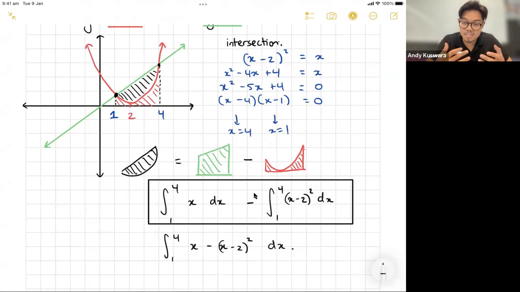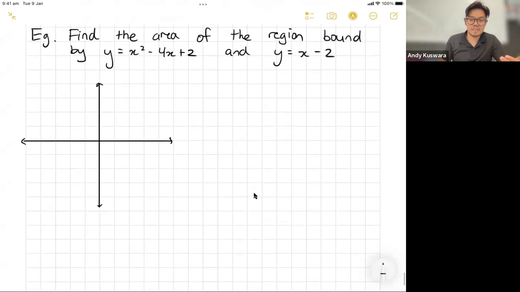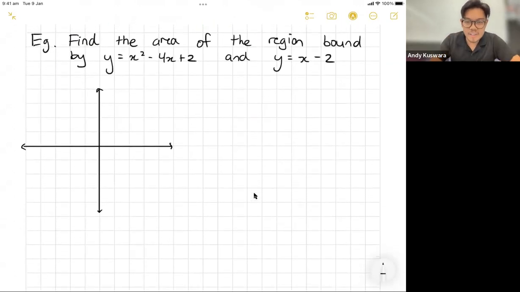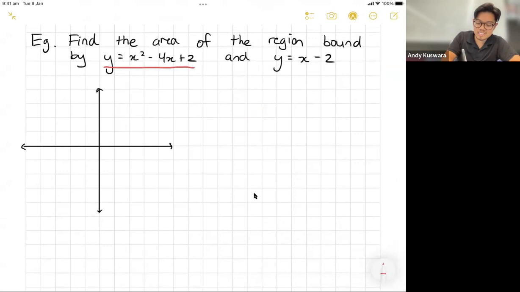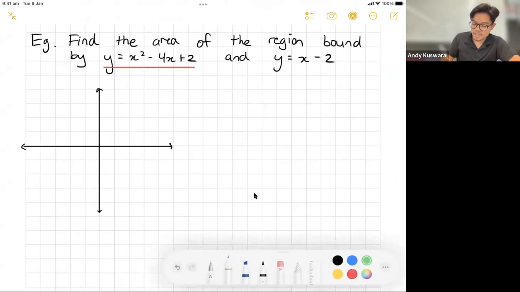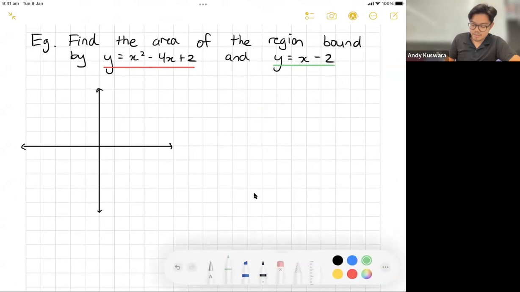Okay, now just in case you feel like you weren't really tracking along, or there's a different type of example, let's do one more example, okay? Find the area of the region bound by y equals x squared minus 4x plus 2 and y equals x minus 2. Now, this one is going to be a parabola that doesn't factorize nicely, so we're going to have to find out things about it in a different way. So let's start with this one.